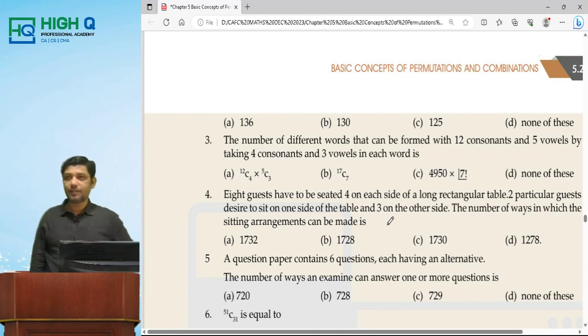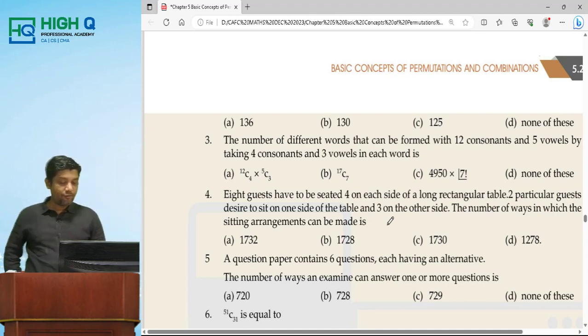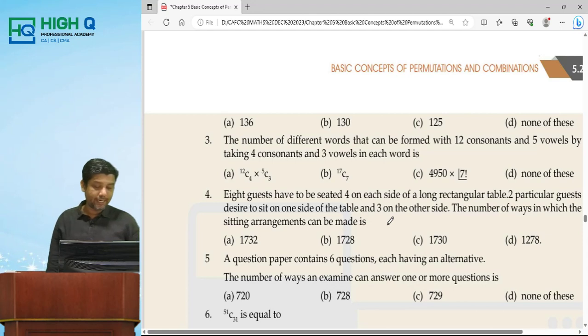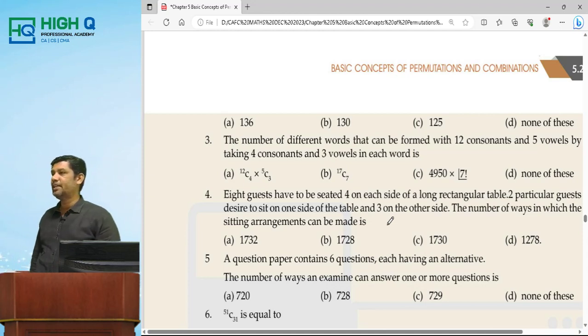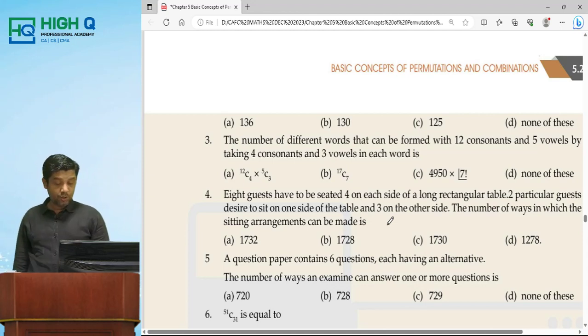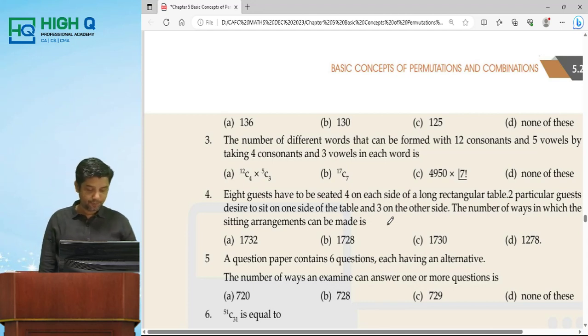It's a nice question. 8 guests have to be seated, 4 on each side of a long rectangular table. 2 particular guests decide to sit on one side of the table and 3 on the other side. The number of ways in which the sitting arrangements can be made. Total how many guests? 8. Please look at this, my dear. You will enjoy this sum.